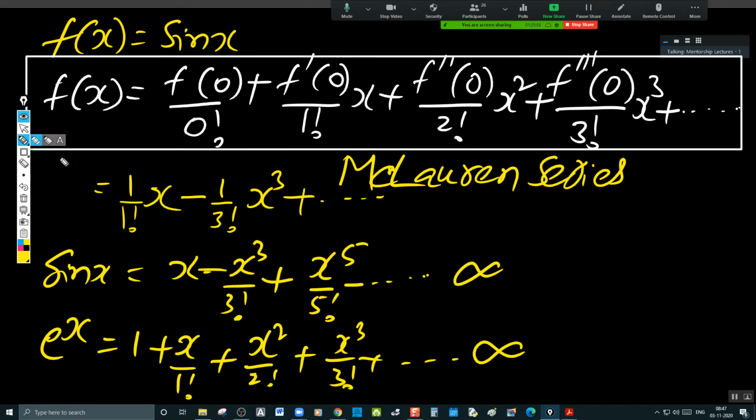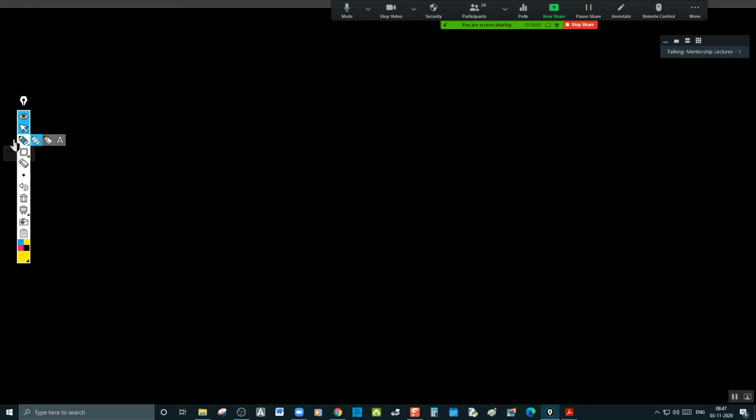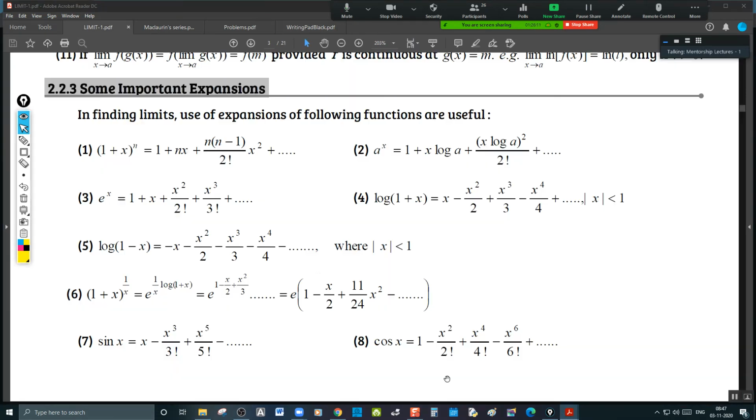And you can pack all those formulas into a single formula like this. For your purpose, I have collected this. And now let us move on to the next part. This is about the expansions. Every expansion can be derived from that one.